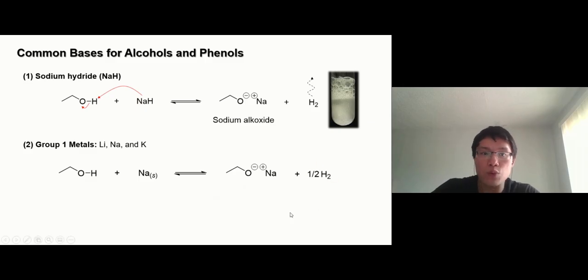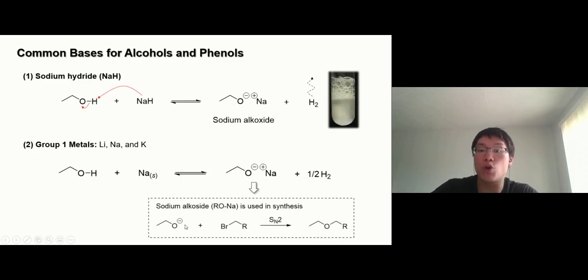The reason why we want to deprotonate alcohol is to increase the nucleophilicity of the alcohol. And so we can use that in an SN2 reaction. Alcohol itself is a weak nucleophile. It doesn't go SN2. So we have to deprotonate it or increase nucleophilicity using this reagent. Yeah, we're going to do the SN2 of alcohol in a bit.